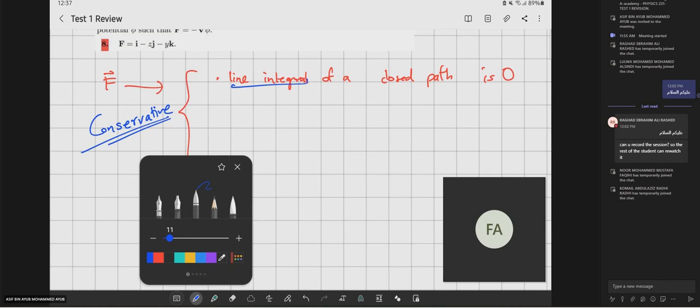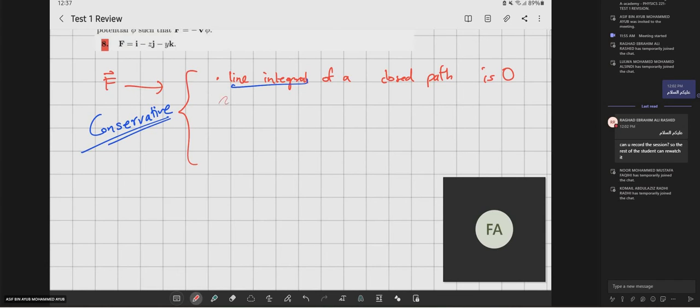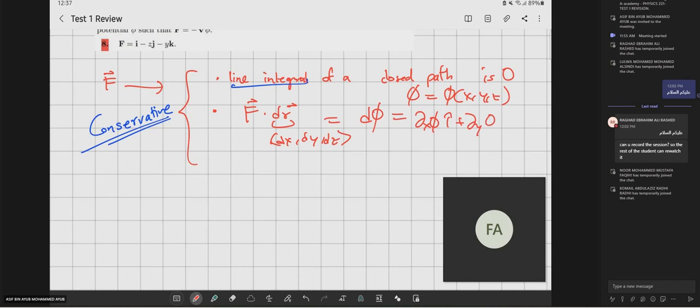So this is one thing, and another thing is if f dot dr, where dr is dx, dy, dz, is an exact differential of some scalar function. If you remember, if phi is phi of x, y, z, from the chain rule you had partial x phi i hat plus partial y phi j hat plus partial z phi k hat. If you can express f dot dr as an exact differential, then f is again conservative.